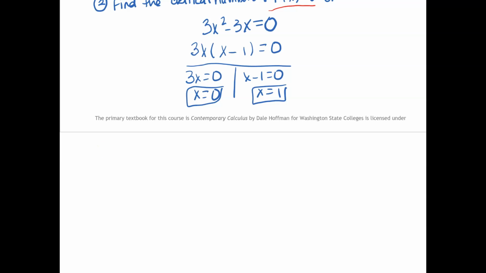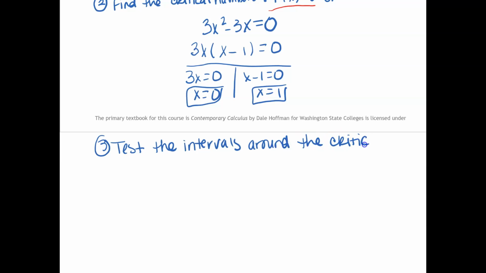So part 3, we are going to test the intervals around the critical numbers, and we're going to be plugging them into the f prime of x. And that's new. In previous sections, we were plugging into the original function. So make sure that you pay attention to that part right there, that we are plugging into f prime of x as we are doing this.